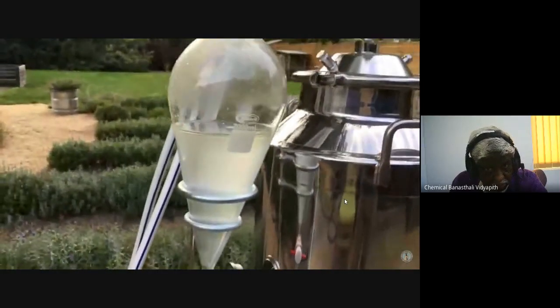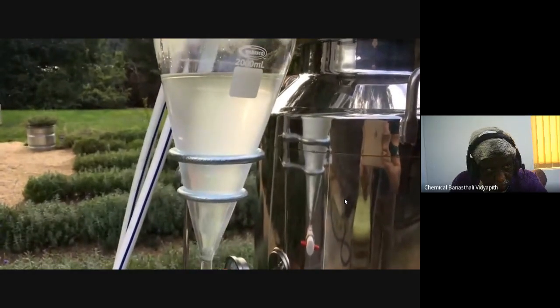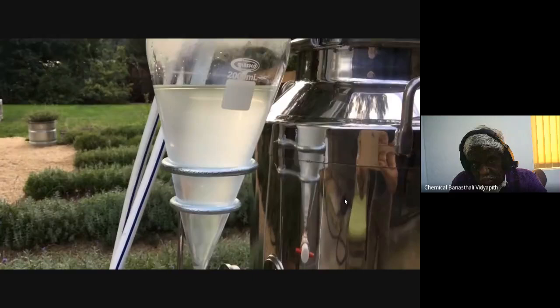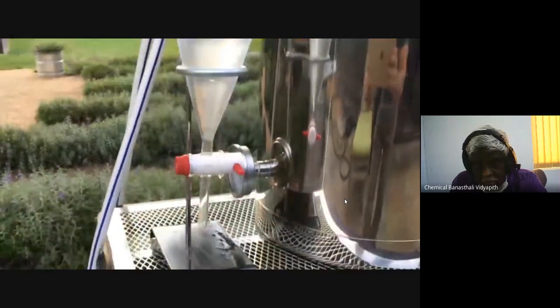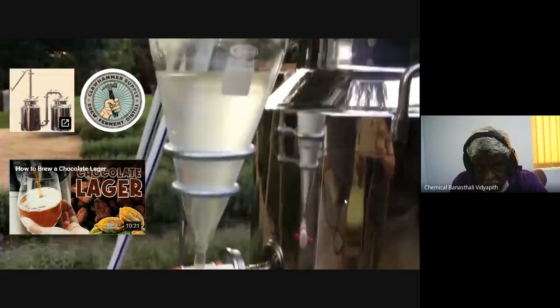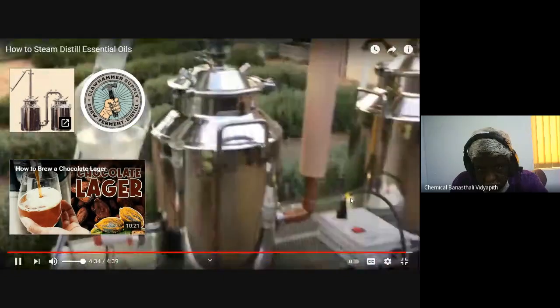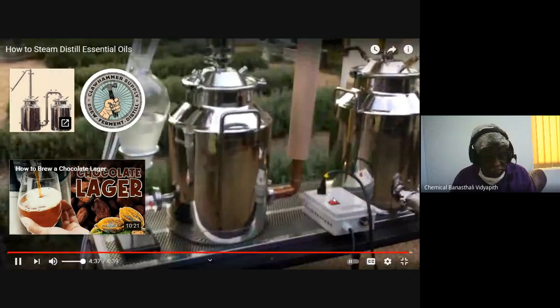I'll let this sit for at least 12 hours or so, and some of that cloudiness will come out, and that's still more oil. And then we'll use this stopcock to drain off the liquid until we have just oil in the vessel, and then we'll capture the oil. So that's it. Lavender to lavender oil in an hour.